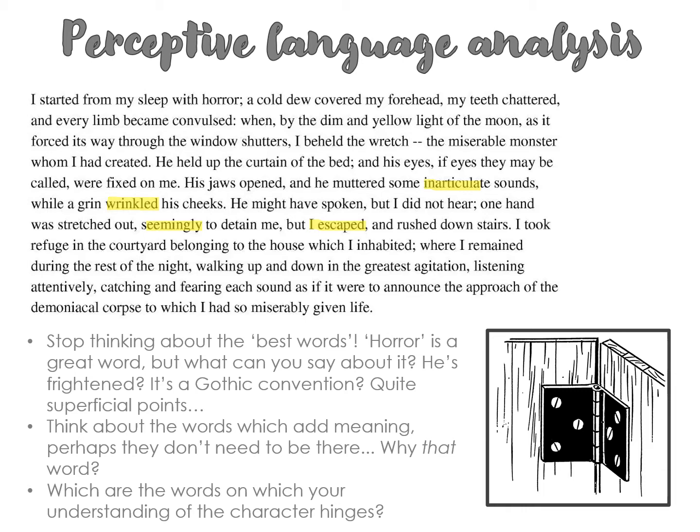I can also pick out, for example, the fact that his grin wrinkles his cheeks. And that verb is really ugly. It's very repulsive. And therefore, hinging upon that is my understanding of Frankenstein's prejudice against people who are not beautiful. So you can see that I've not picked the obvious words. I've picked words on which my understanding of the character of Frankenstein hinges. It's where I learn more, where something new is developed in that characterization. This is what perceptive language analysis does.